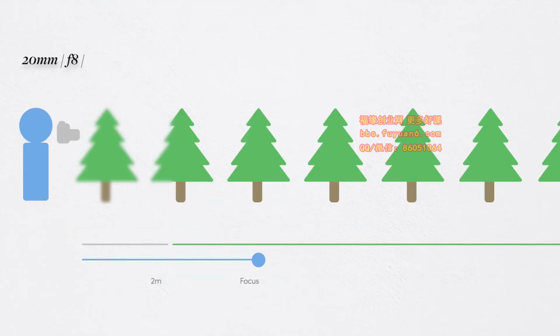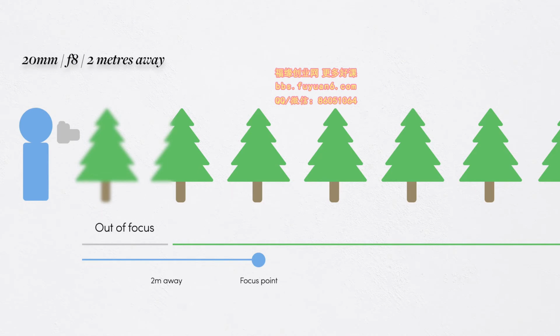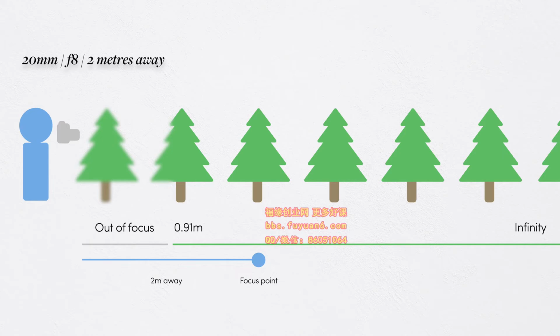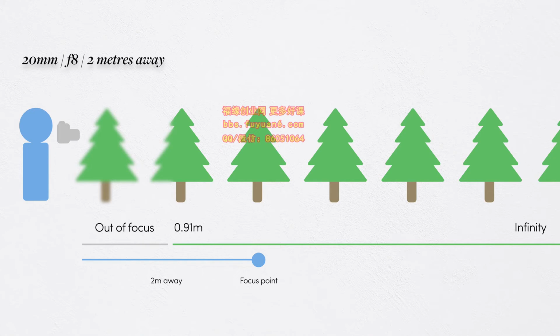But what happens when we move the subject back 1 meter? Now, if we're shooting on the same settings, f8, 20 millimeters at 2 meters away, our depth of field suddenly goes between 0.91 meters and infinity. So everything before 0.91 meters is bokeh, and absolutely everything after that point is in focus. Absolutely everything. This is focus to infinity.